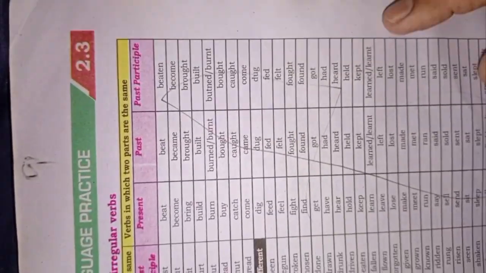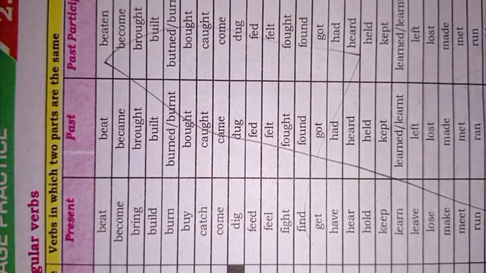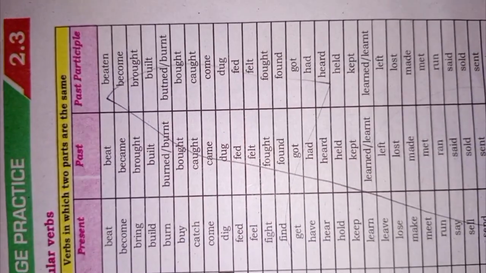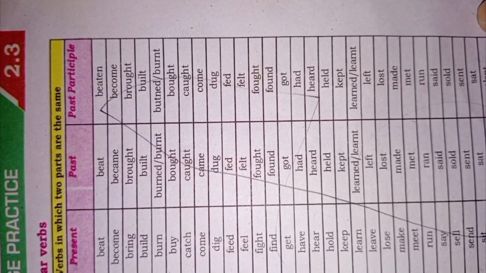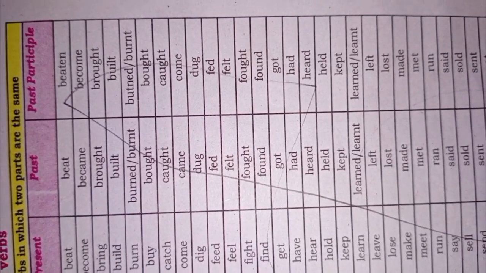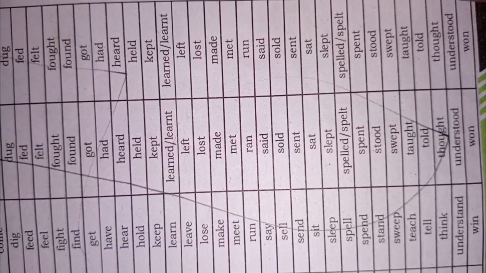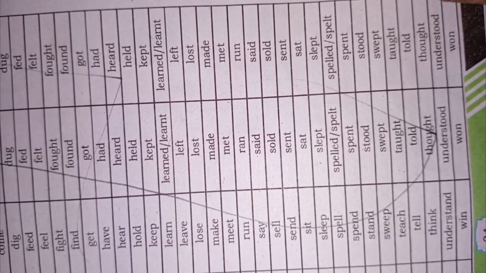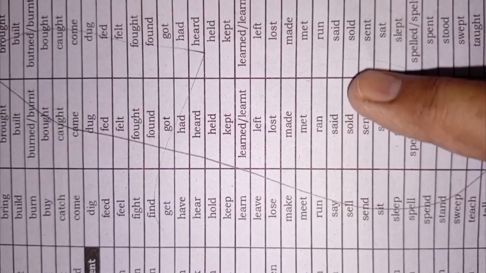Similarly, there is another type of irregular verbs that you are looking at here, that are made by interchanging the vowels, like bring, brought, burn, burnt, buy, bought, feel, felt, fight, fought, find, found, have, had, hold, held, keep, kept, teach, taught, tell, told, think, thought, understand, understood, win, won, leave, left, lose, lost, meet, met, run.